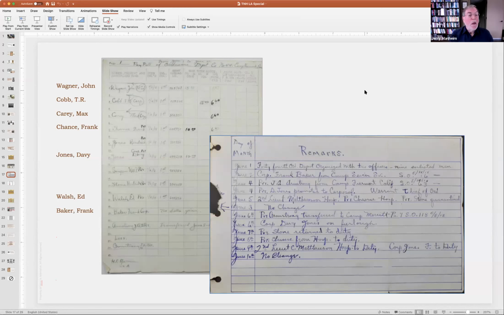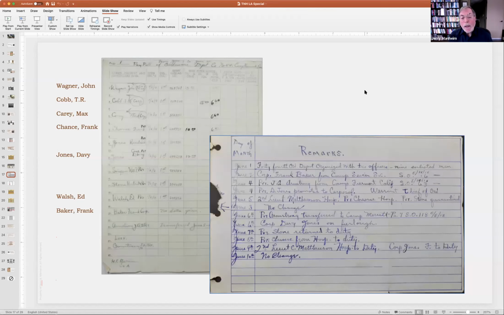I don't know. But the other ones there are T.R. Cobb, Max Carey, Frank Chance, Davy Jones, Ed Walsh, Frank Baker, Jones being the only one of those men who did not get into the Hall of Fame when it was formed later on. And the document has serial numbers and rates of pay and a variety of other things, rank and so forth.